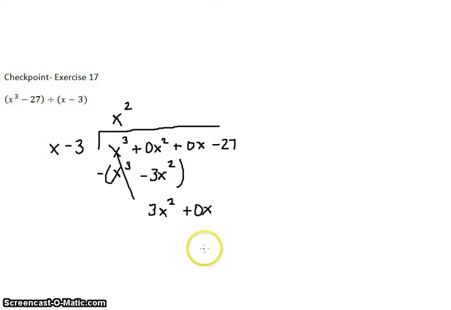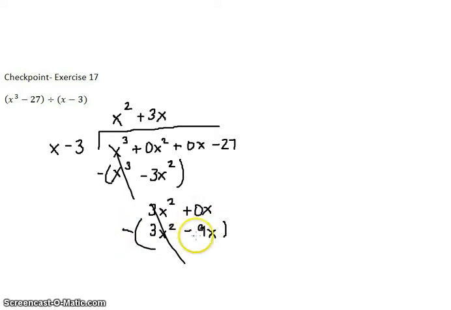Now I'm going to divide x into 3x squared, and I get 3x. So I take 3x times x to get 3x squared. 3x times a negative 3 is a negative 9x, and I'm going to subtract these two things. These cancel out. 0 minus negative 9 is a positive 9x. Carry down the negative 27.